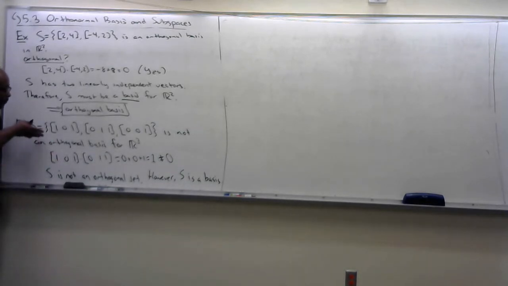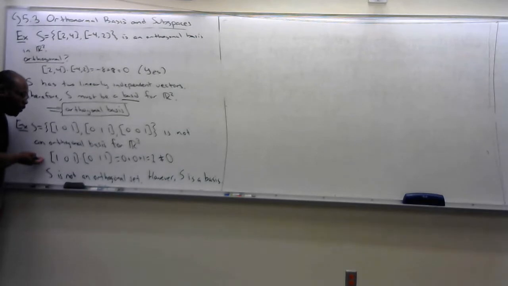Let me repeat that again. These three vectors here are not orthogonal to each other. However, they are all three linearly independent. Since all three of these vectors are linearly independent, that means that this is a basis for R3, right? Because these three vectors are in R3.